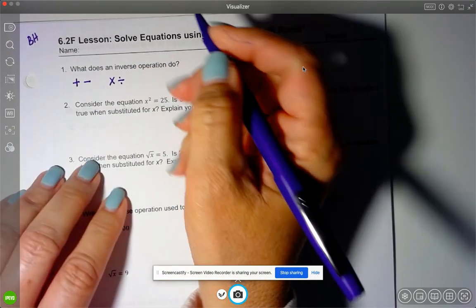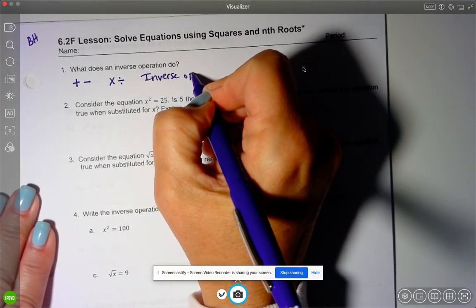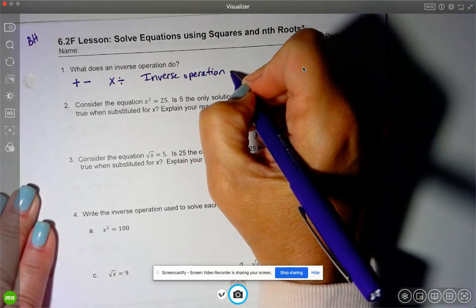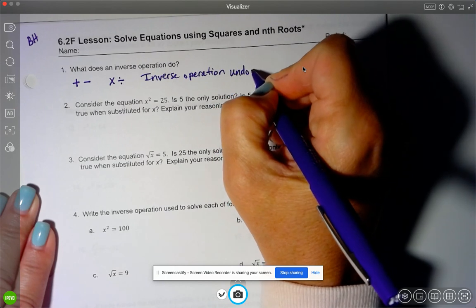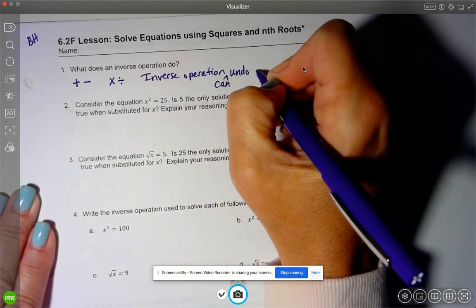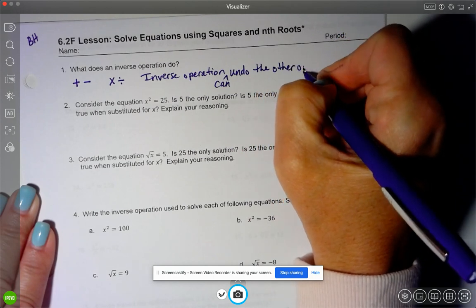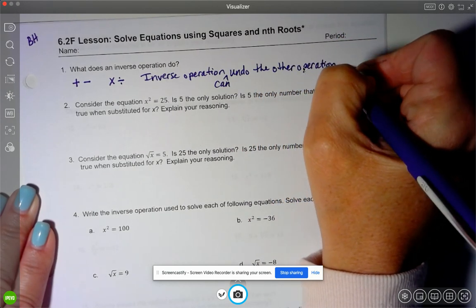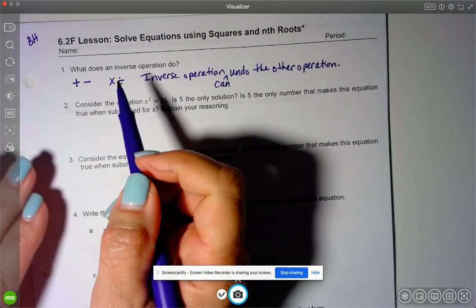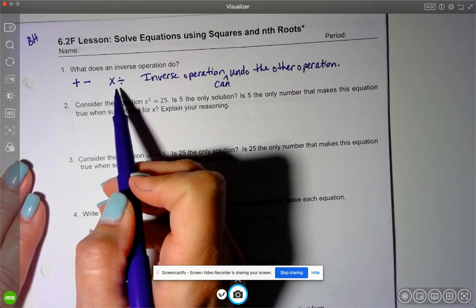So an inverse operation sort of undoes, I don't know if undoes is a word, I can put can undo the other operation. So just like if you add something to both sides of an equation, it undoes the subtraction. Or if you multiply both sides of an equation by something, then you can divide to undo the multiplication.